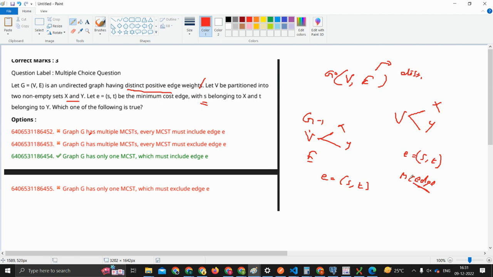So what does it mean? S is the source vertex, belonging to X, and T belonging to Y. T is the other endpoint, and this is the shortest edge. So this is a different set, and this is a different one. S belongs to X, and T belongs to Y. Which one of the following is true?